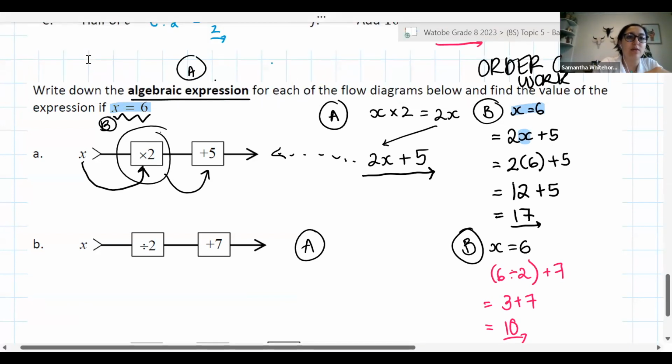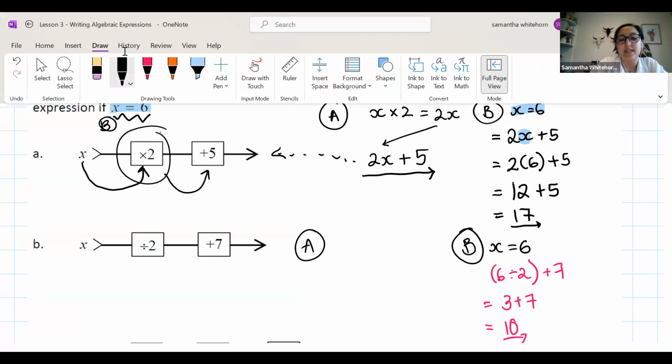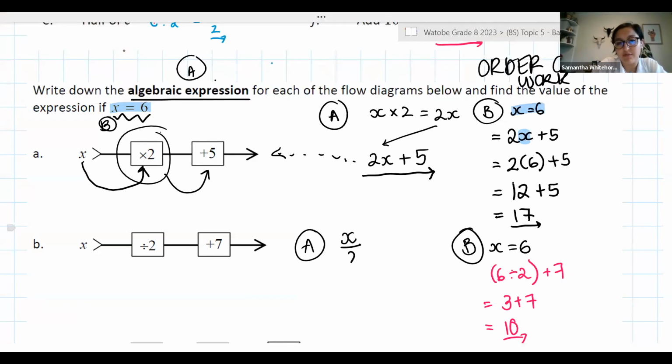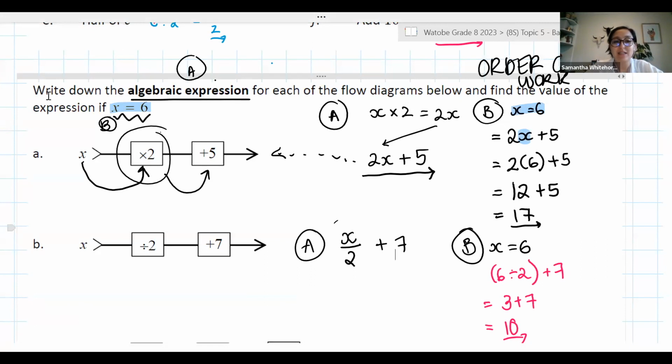Right, just so we all know what the expression is, it says x divided by 2. So I would write that as a fraction because, like I say, we wanted it as simplified as possible. And then whatever that answer is, we add 7 to it. So our expression would be x over 2 plus 7.